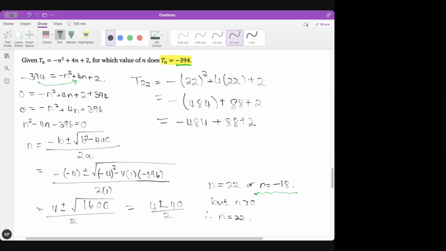So if we were just doing a normal factorization here using the quadratic formula, then yes, they're both valid answers. But because we were asking about the position of something, it has to be the positive answer. Does that make sense?